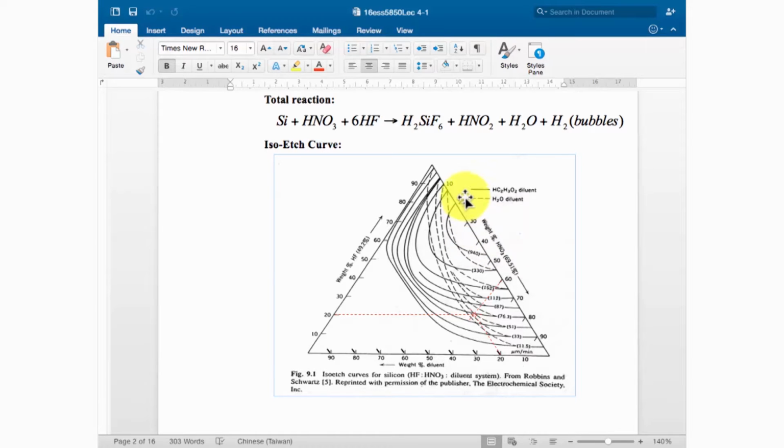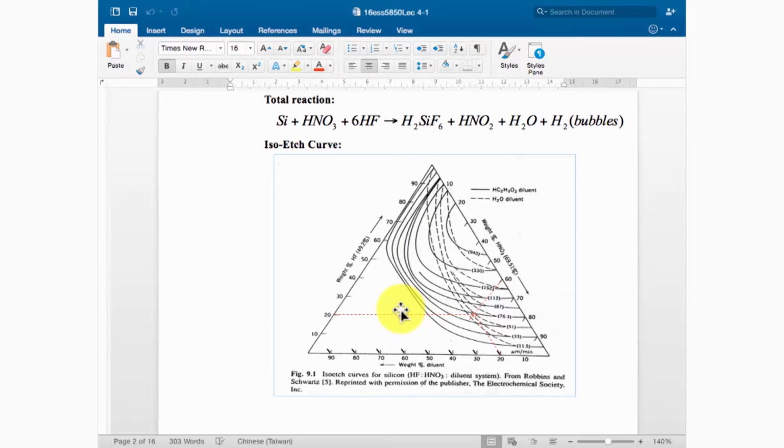So you can see we got two different lines, the dashed line and the solid line. The dashed line corresponds to water as your diluent, and the solid line corresponds to acetic acid as your diluent. When you're using acetic acid as your diluent, it becomes like a buffer. The buffer can keep your pH level more stable, so you have a larger area of the curve for you to perform the etching.